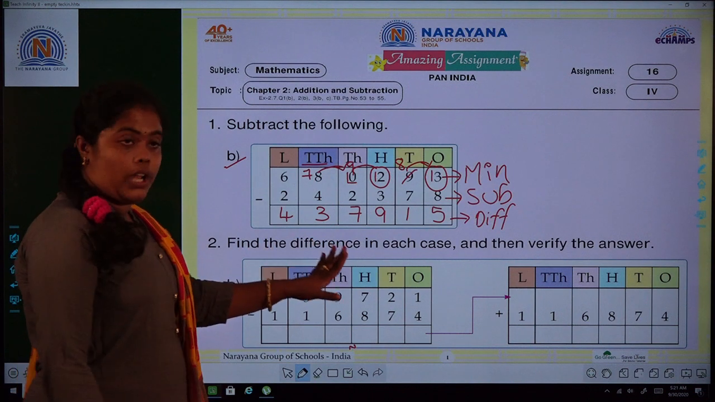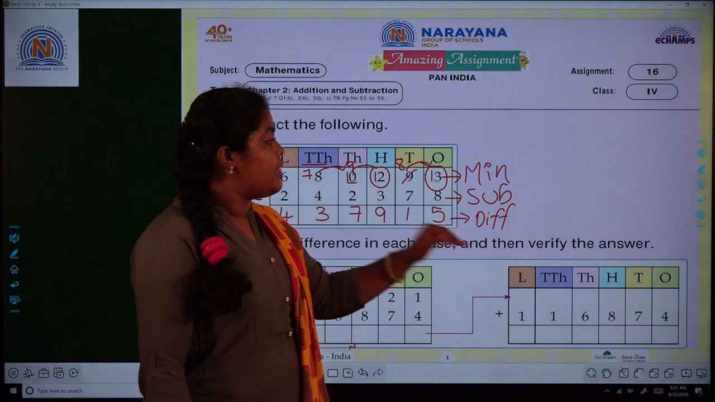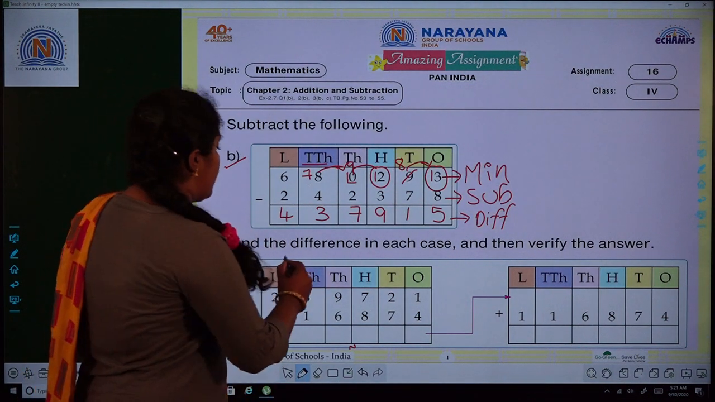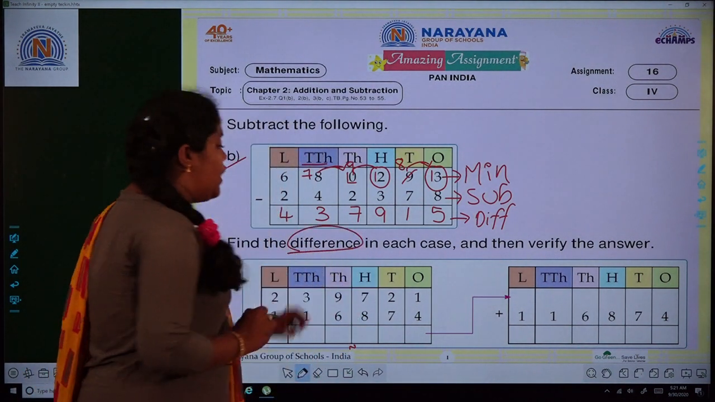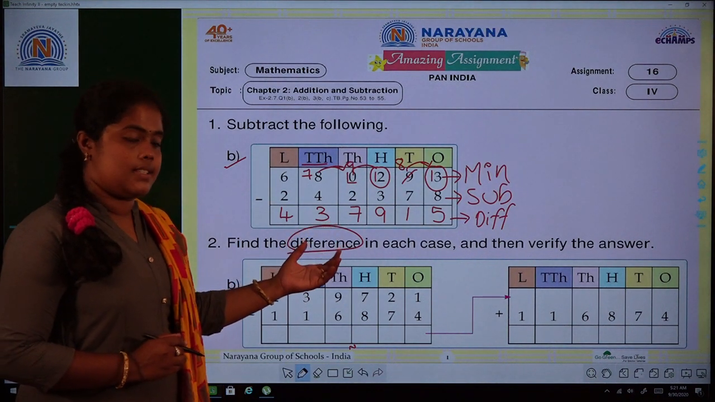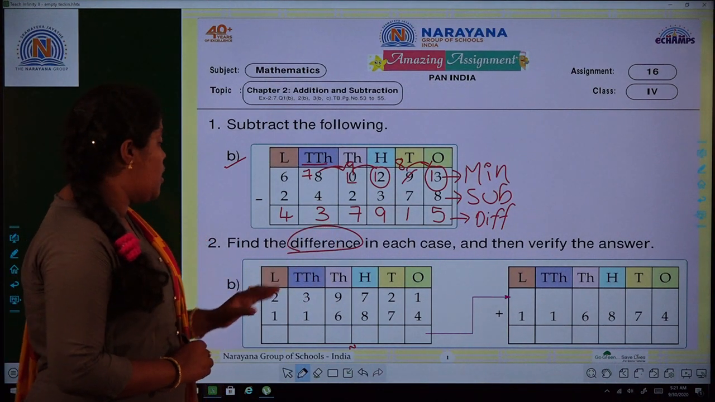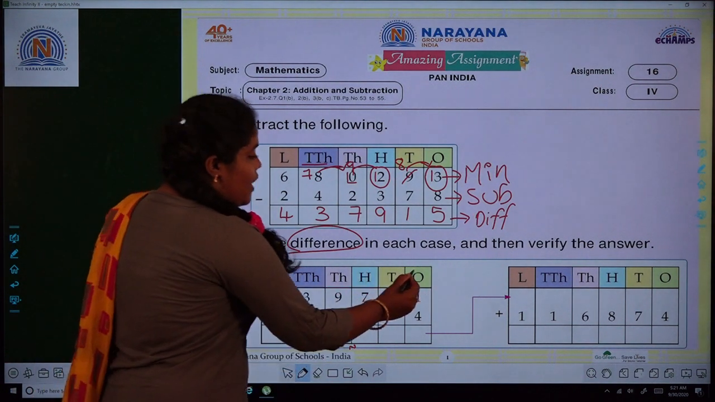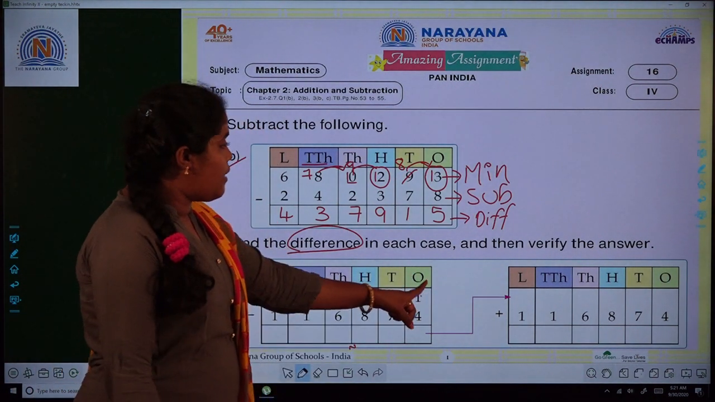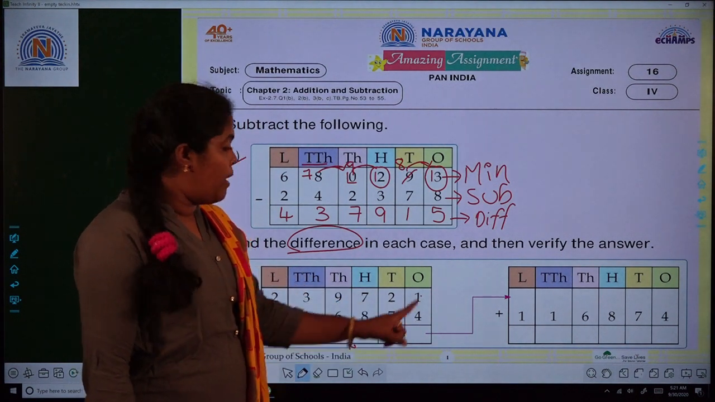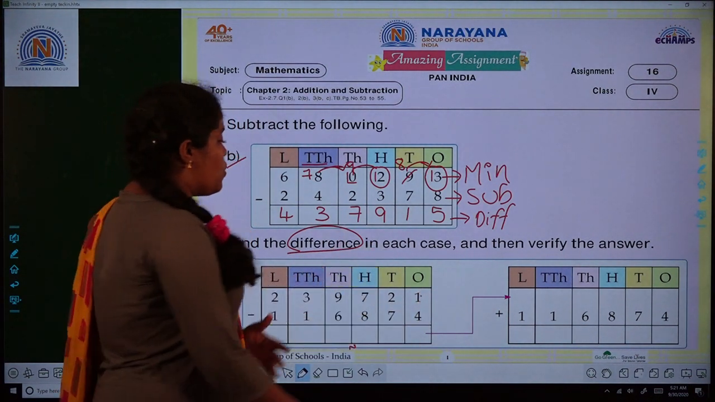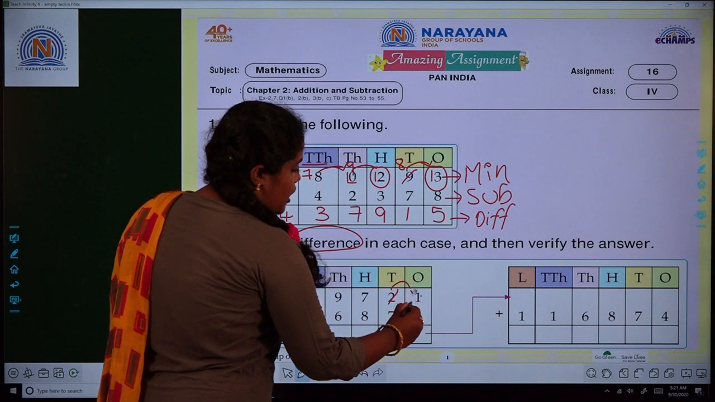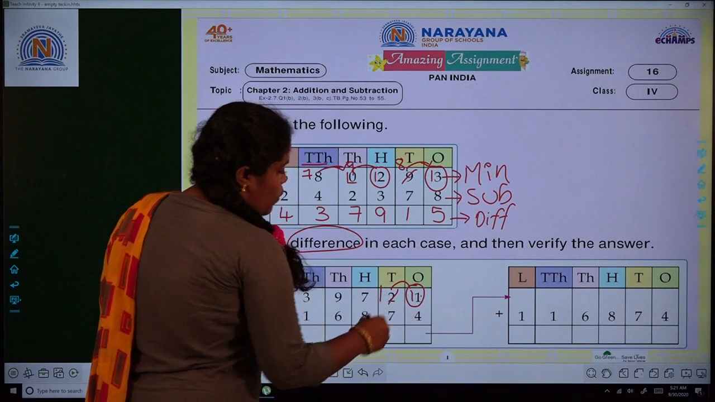Find the difference in each case and verify the answer. We have to first of all find the difference. Difference means what we have to do? Yes, we have to do the subtraction. Here also, subtraction starts with the ones place onwards. Here in the ones place the digit is 4 in the minuend and subtrahend. But is it not possible to do the subtraction? So take the help of the tens place. Here the digit is 2. It gives 1 to the ones place. It becomes 11. It makes 1.